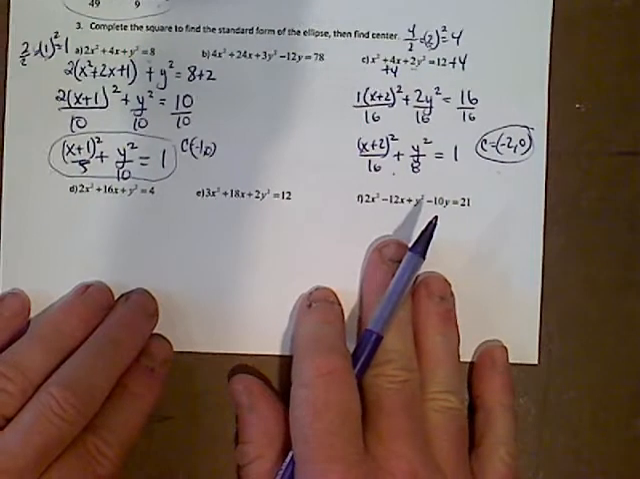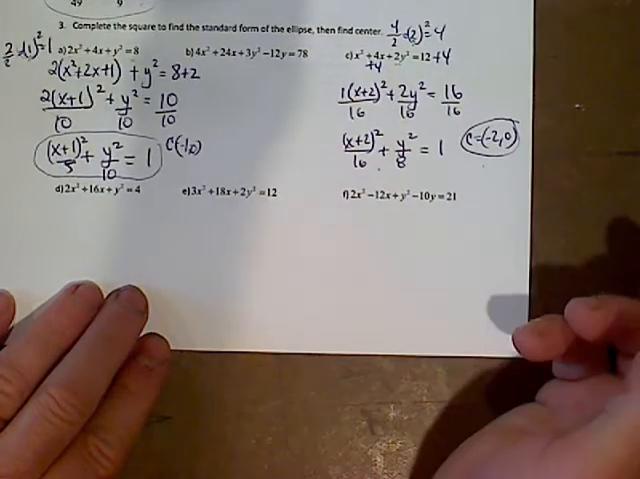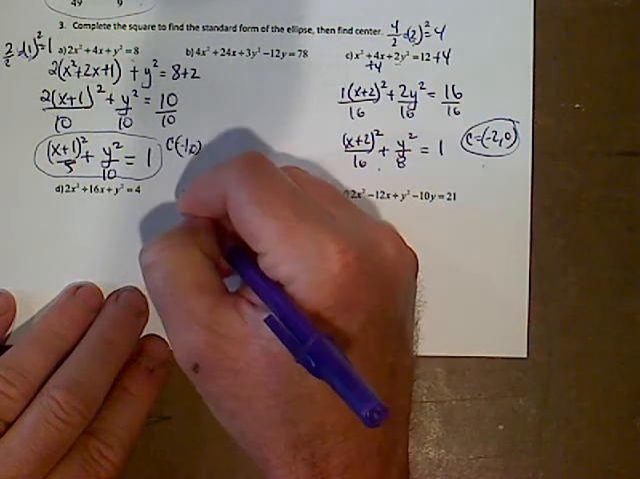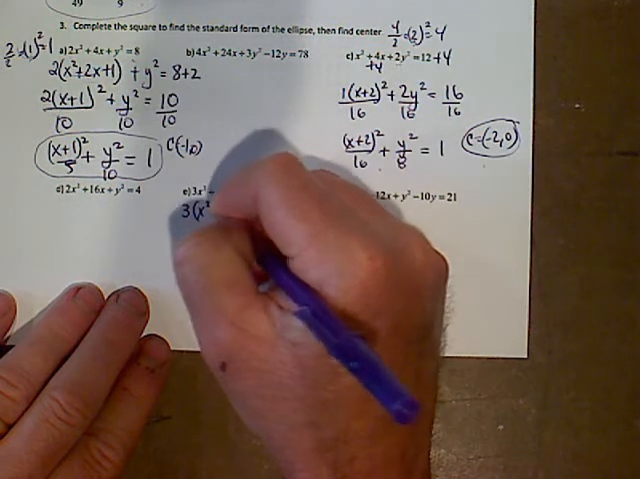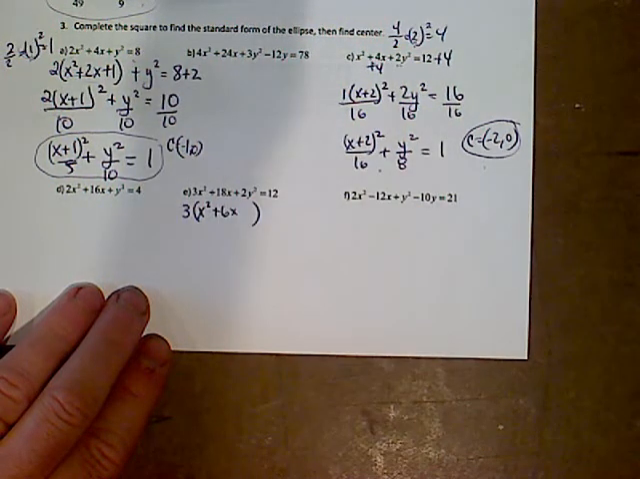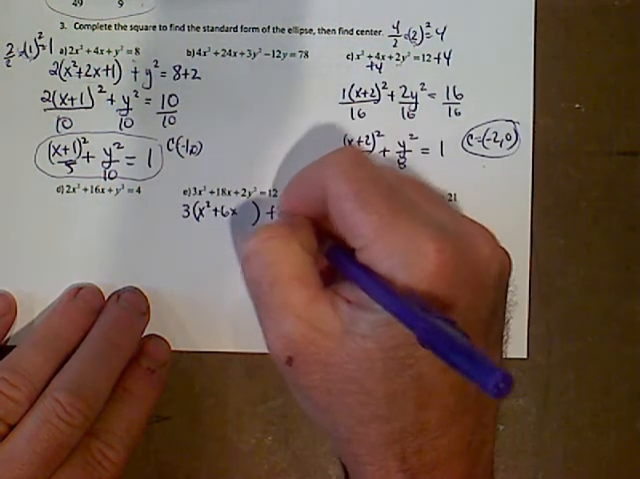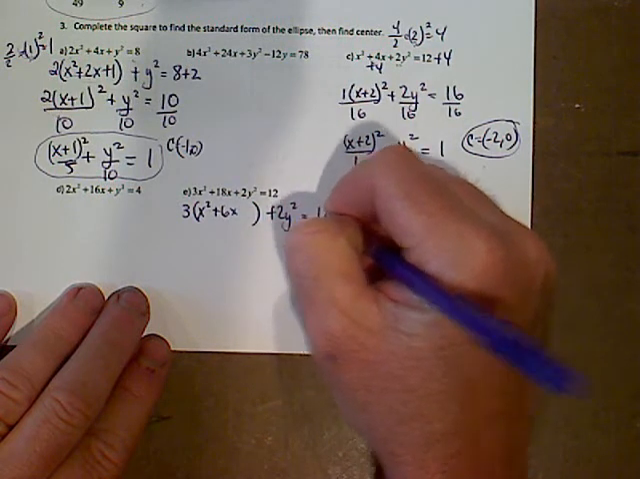Okay, let's move down here. Let's move to letter E. So for letter E, we can take a 3 out here. 3 times x squared plus 6x, leave some space, plus 2y squared equals 12.